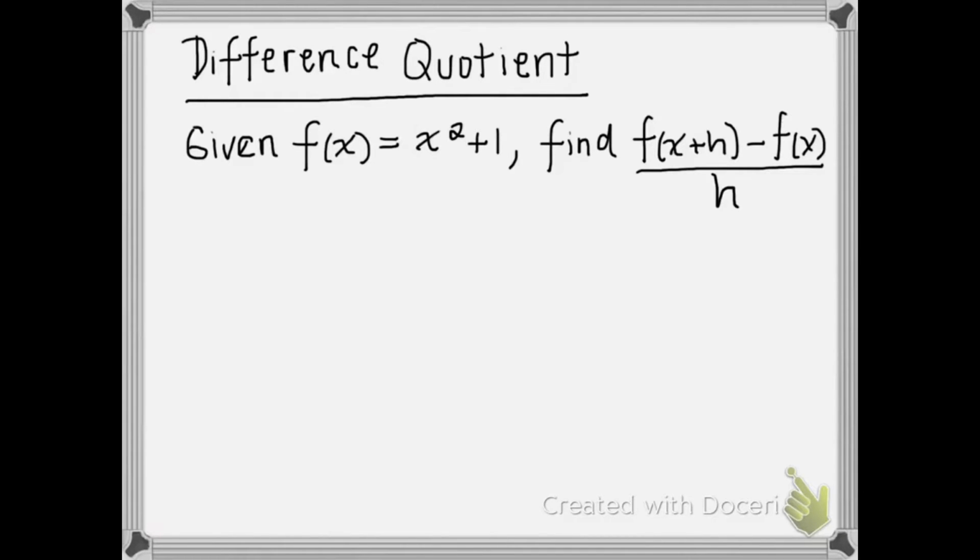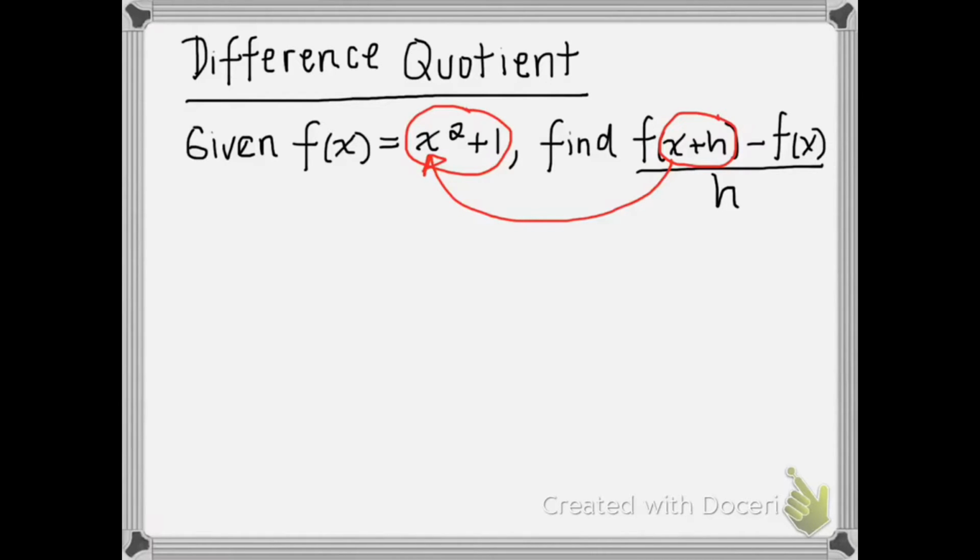Given a function f of x, find f of x plus h minus f of x over h. And what we are going to do is we're taking this f of the expression here, which is f of x, and we are substituting x plus h into that expression wherever there's an x. It's as simple as that. So let's go ahead and do it.